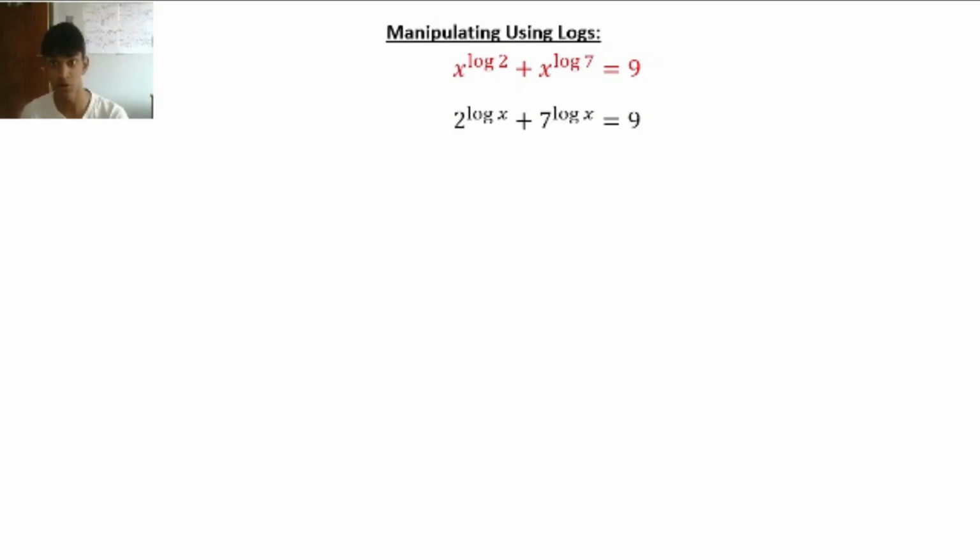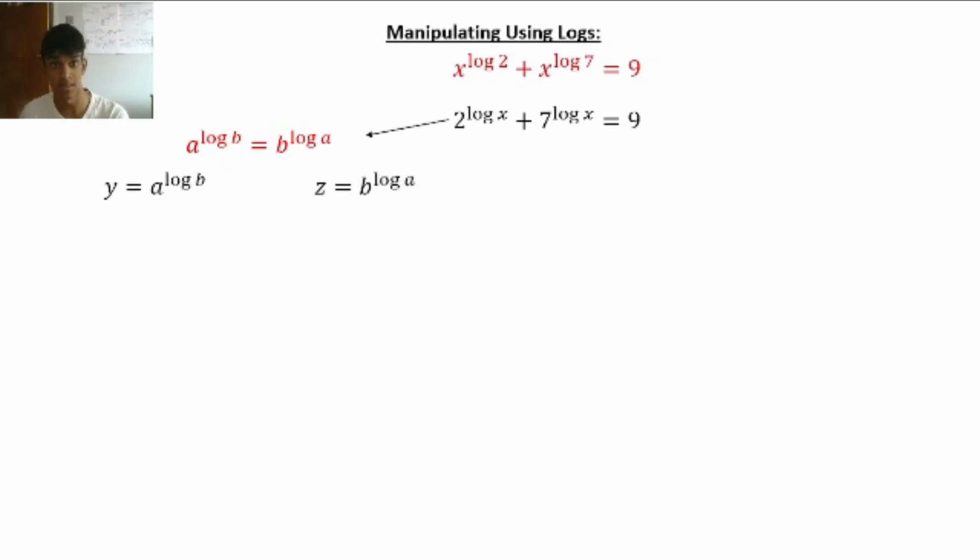If you didn't know already, this rule says that x to the power of log 2 can also be written as 2 to the power of log x. And if you weren't already familiar, I'll just explain it to you quickly. Let's say a to the power of log b is equal to b to the power of log a, as I did with the x and the 2.